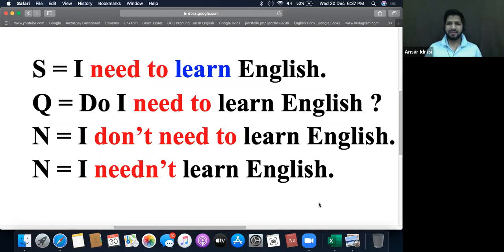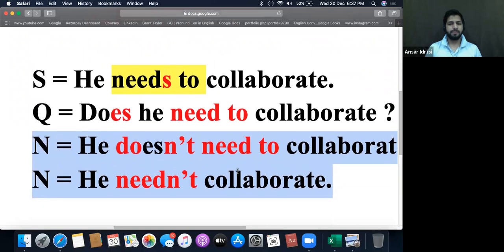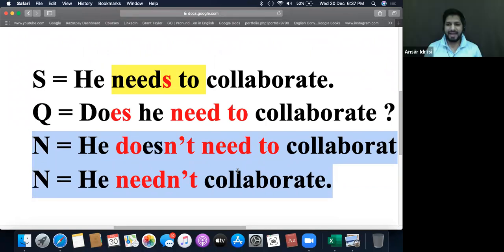Can you please make some sentences with he, she, please? All of you, make sentences with he, she. He needs to. Does he need to? He doesn't need to. He needs to enhance the skill. Does he need to enhance the skill? He doesn't need to enhance the skill. Very good. Enhance the skills.